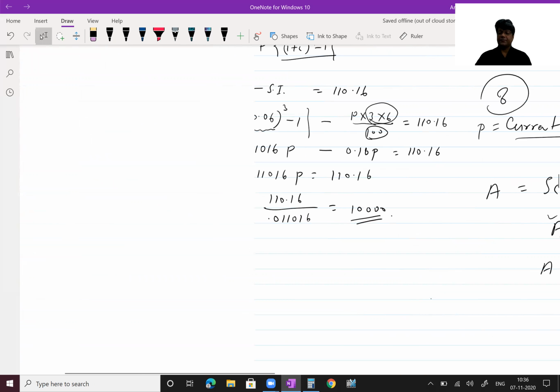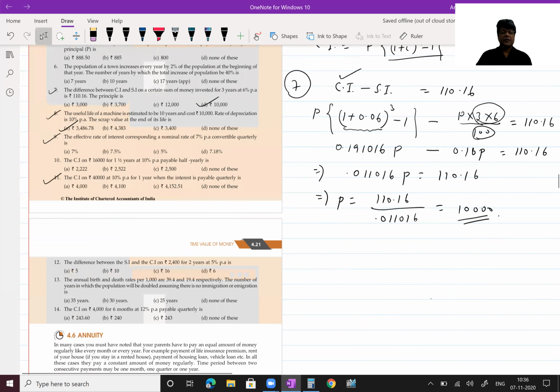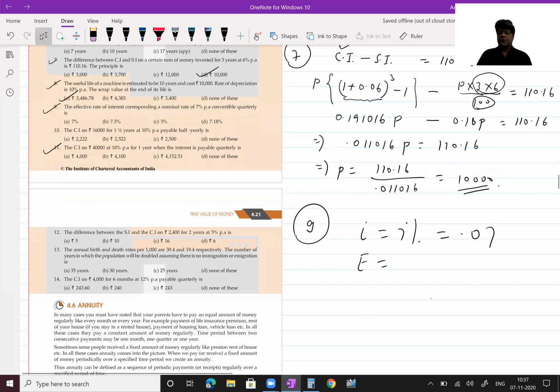Now, question number 9. Question number 9 is of what? Effective rate of interest corresponding to a nominal rate. Nominal rate we denote by, guys, i. And that is 7%, means what? 0.07. They are asking effective rate of interest. We denote it by E. Obviously, it will come in decimal and then we'll convert into percentage. 7% per annum convertible quarterly. So here K value will be what, guys? 4, because 4 times your money will be converted in a year.